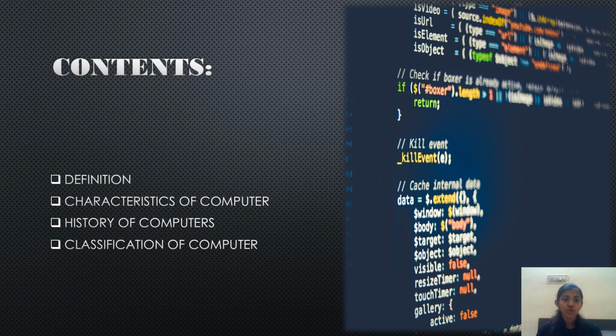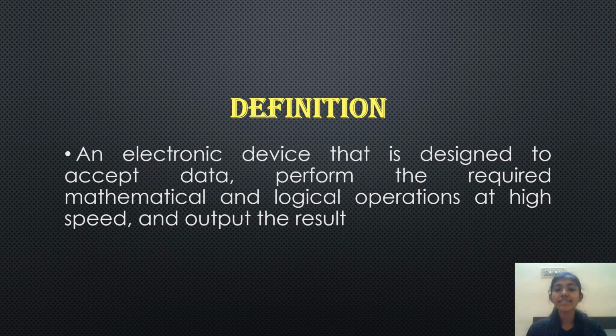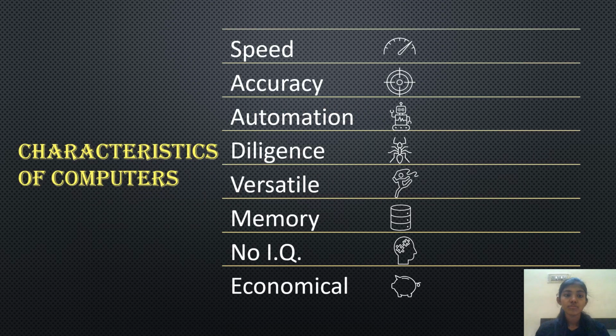So in this video, I will discuss the definition of computer, characteristics of computers, history of computers, and classifications of computer devices. So first, let's discuss computer. A computer is an electronic device that is designed to accept data, perform the required mathematical and logical operations at high speed, and output the result.